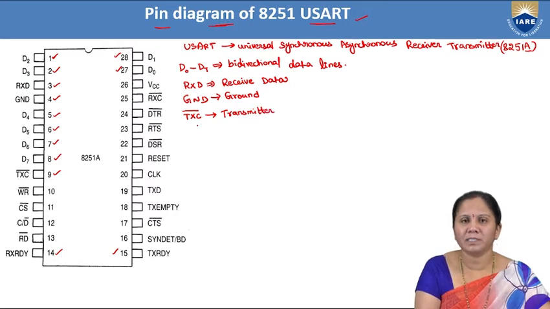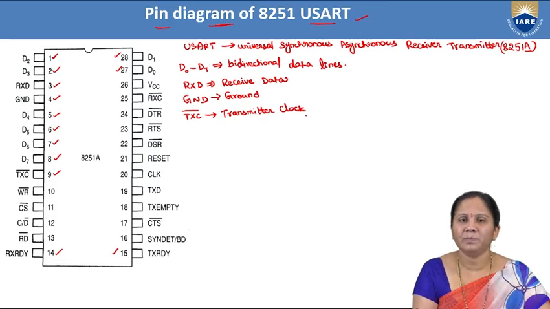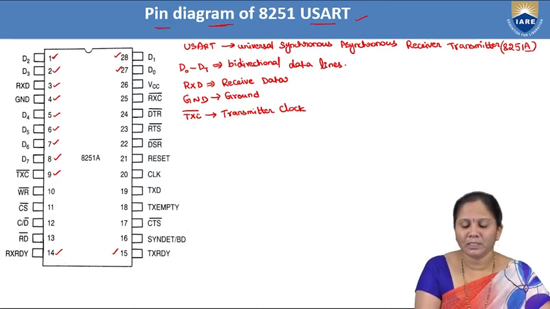So TXC represents transmitter clock, and this is an active low signal. The next signal is WR bar. Here there is a bar on the top, so this signal is also active low. WR indicates write.